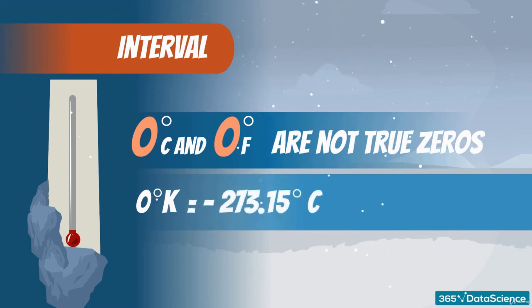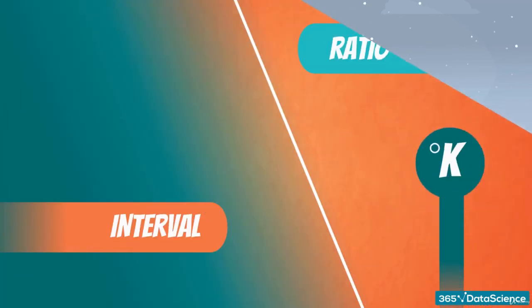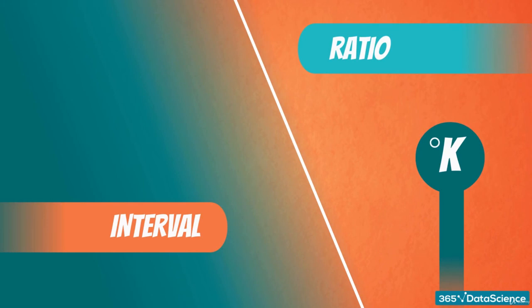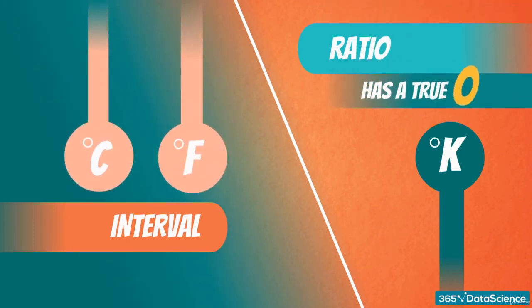This equals minus 273.15 degrees Celsius, or minus 459.67 degrees Fahrenheit. Variables shown in kelvins are ratios, as we have a true zero, and we can make the claim that one temperature is 2 times more than another. Celsius and Fahrenheit have no true zero and are intervals.